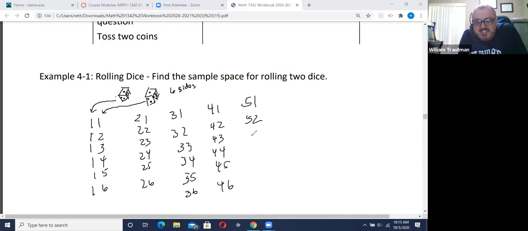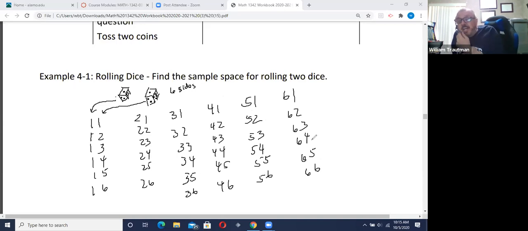5 and a 2, 5 and a 3, 5 and a 4, 5 and a 5, 5 and a 6, and finally 6 and a 1, 6 and a 2, 6 and a 3, 6 and a 4, 6 and a 5, and 6 and a 6. So these are all the outcomes, I think, unless somebody could tell me one I didn't write down. I think I wrote them all down. How many total outcomes are there when you roll 2 dice?